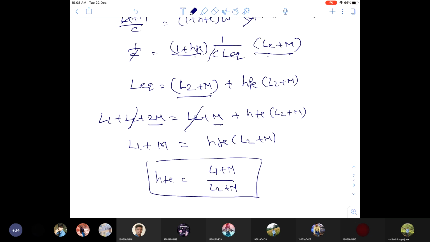Okay, so HFE is the beta value. So the transistor they are using in Hartley oscillator, that value should be the ratio of L1 plus M by L2 plus M.